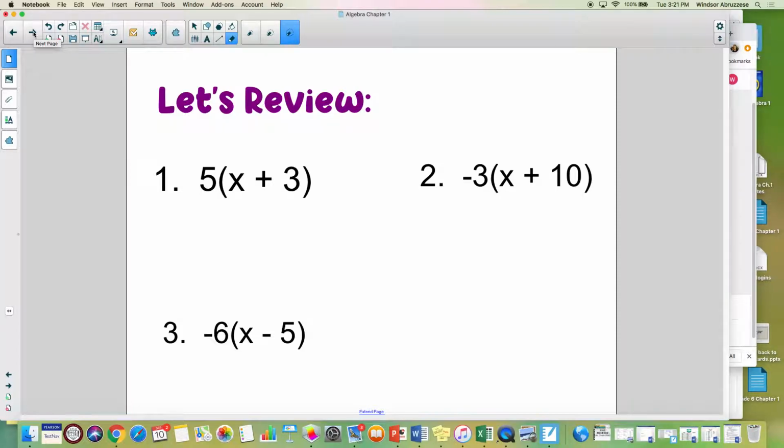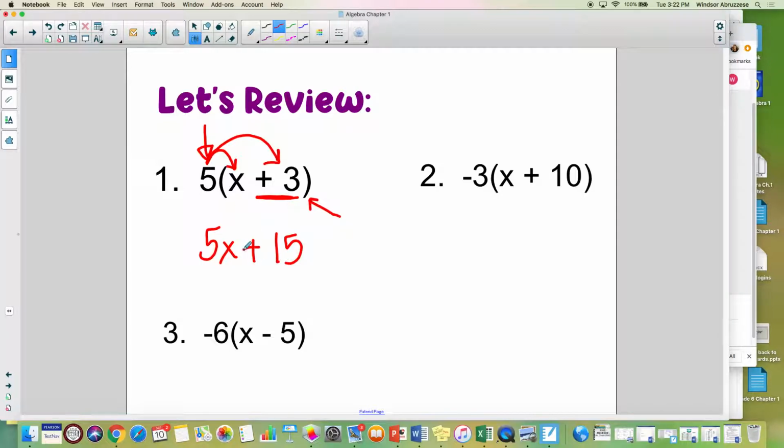Number 1 is read as 5 times the quantity of x plus 3. Whenever you see parentheses, we read it as times the quantity of. So this is the quantity of x plus 3, 5 times. And whenever you have a number right next to parentheses, like you see here, it's multiplication. So we're going to multiply 5 times x, which is 5x, and 5 times a positive 3, which is positive 15.